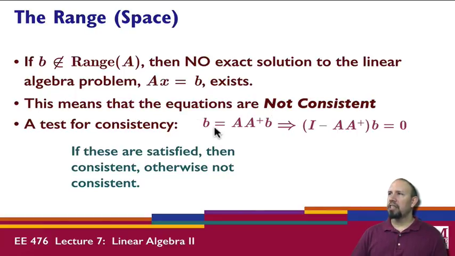And here's a way we can test for consistency. B must be equal to A times A pseudo-inverse times B. Or alternately, I minus A times A pseudo-inverse must have B in its null space. If these are satisfied, then the equations are consistent. Otherwise, if this is not 0, then the equations are not consistent.